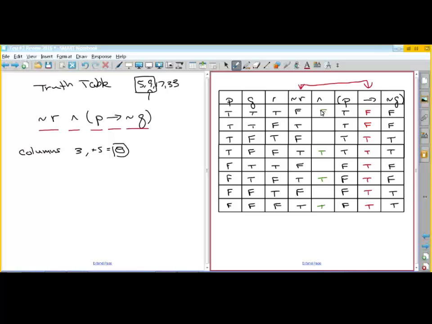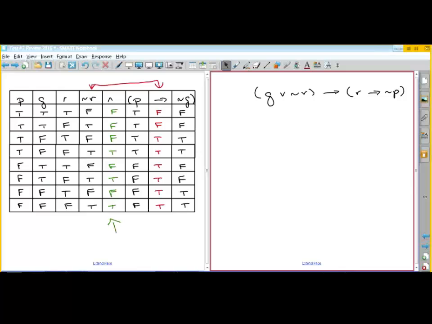And then the rest are false. And that's all you have to do. You don't have to answer any questions about it at this point. Just put a little arrow here to show that you realize that that's the last thing that you do. Okay. Then I have one that's a little more complicated.